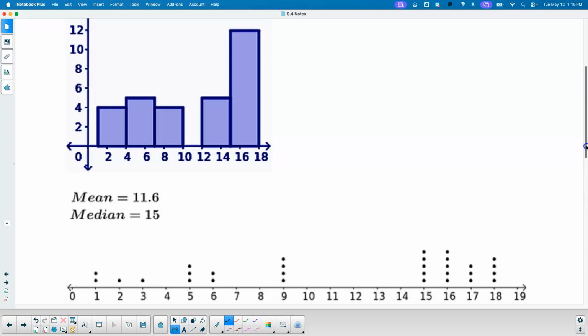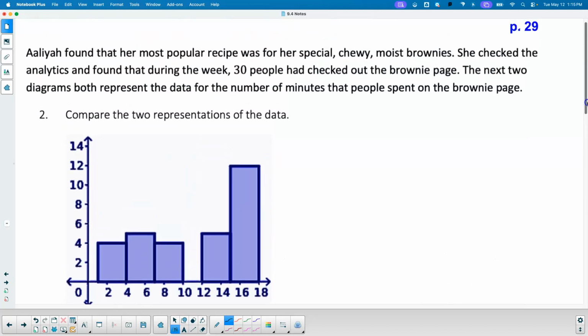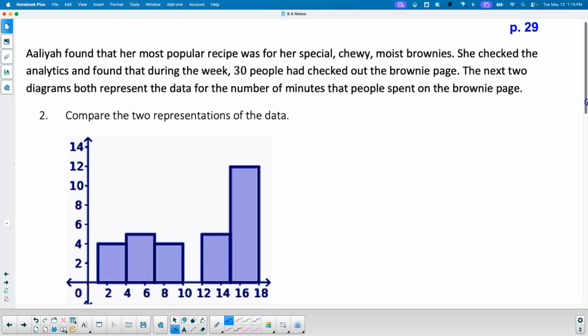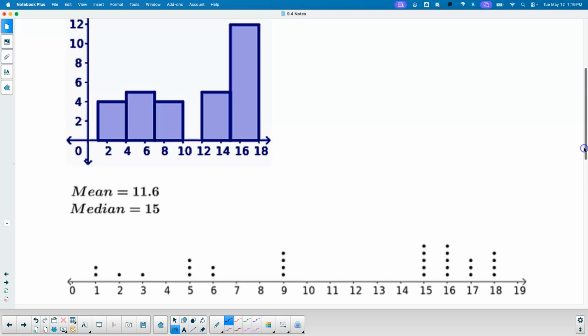Okay. So let's talk here now about the data for the number of minutes that people spent on the brownie page. So one is a histogram, right? What's the other one? A dot plot, okay? So now let's compare these two.